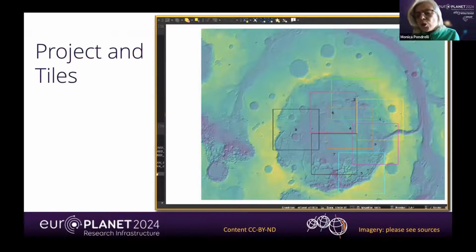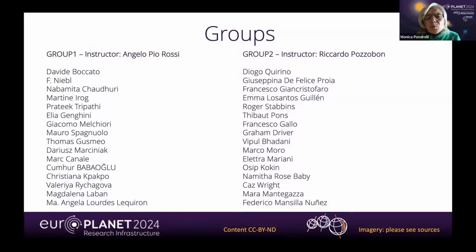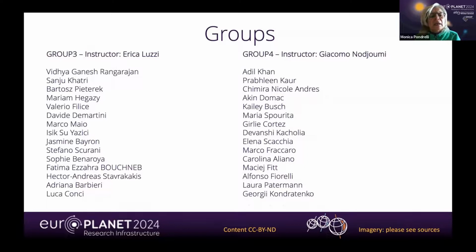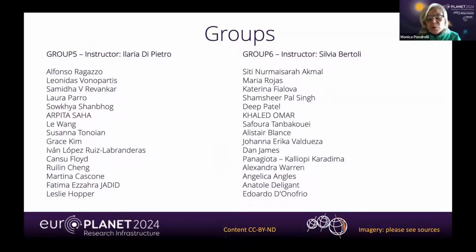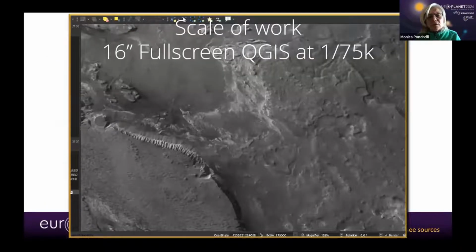Of course, the area is huge, so we divided it in 8 tiles, and you are divided in groups. Each group will have 1 tile, which doesn't mean that you don't have to look at the very beginning at the whole area in order to make an idea of the distribution of the several units. Okay, these are the groups. Again, I think this information is redundant because you know this already, and there were some small changes because some people couldn't make it, some others were included.